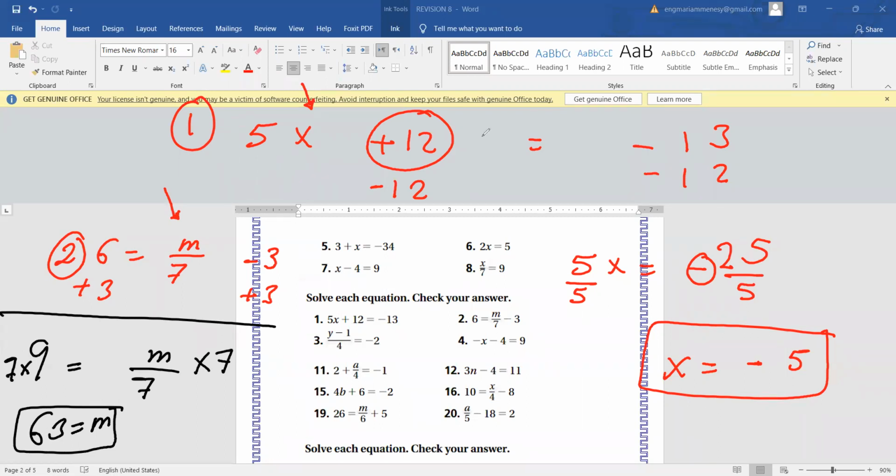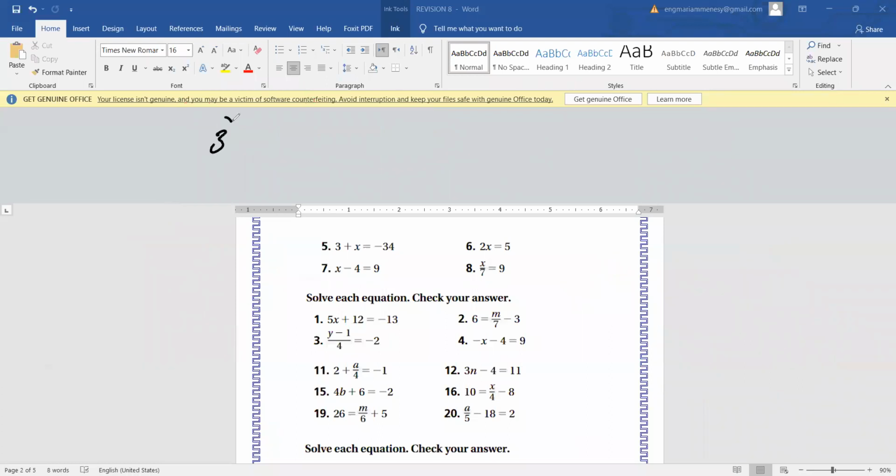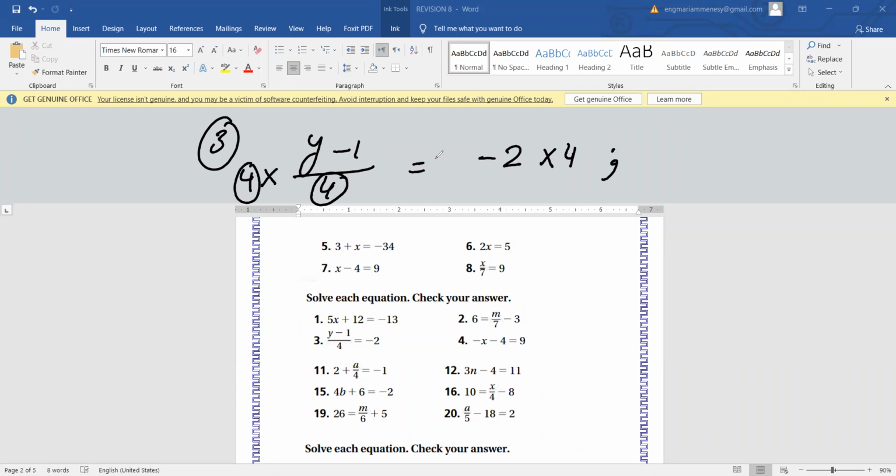Number 3. How can I solve number 3? y minus 1 over 4 equals minus 2. I have division by 4. How can I remove it? Multiplying. Multiply by 4 on both sides. Then 4 and 4 will be 1. Then y minus 1 equals minus 8. 2 times 4 is 8, then the negative sign stays.